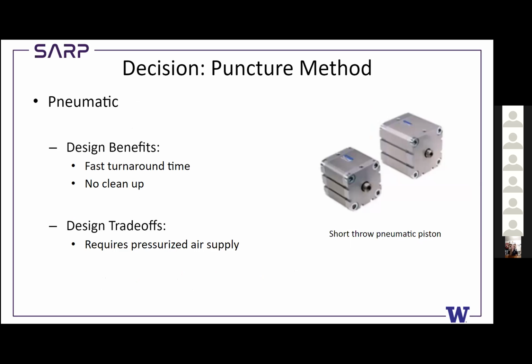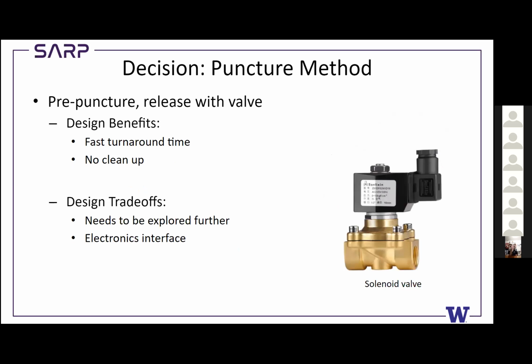Another option that we've considered for puncturing these CO2 canisters is these small pneumatics. It would be a fast turnaround time and no cleanup, but it would require a pressurized air supply. Another option is pre-puncturing the CO2 canisters, and then releasing the gas with a valve at the appropriate time. However, we really haven't looked into this much, so it needs to be explored further, and the electronics interface would be a little bit more difficult, but it has the same benefits as the pneumatic design.